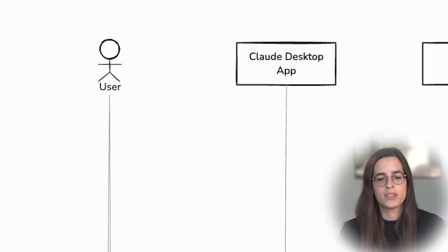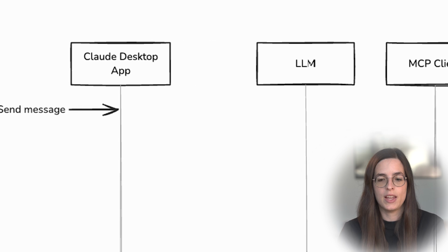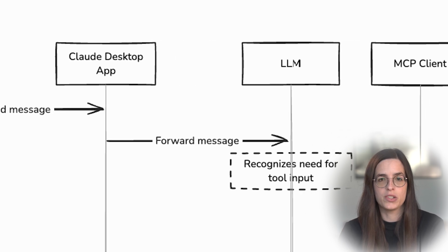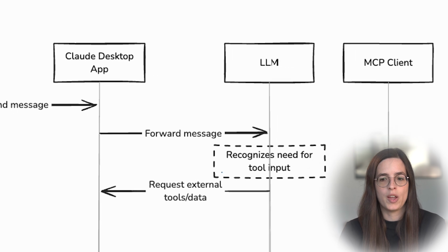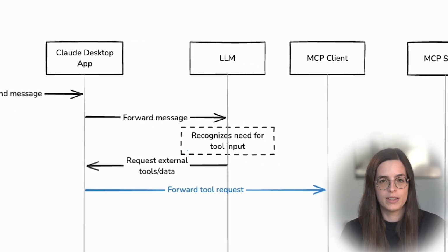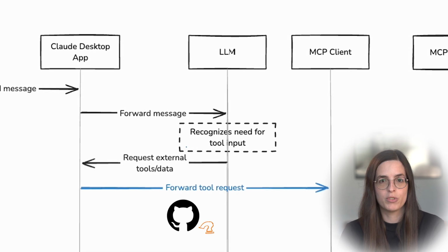Let's walk through it. It starts with the user sending a message to the desktop app. In our case, it was a message about how many pull requests are open in this repository. The LLM interprets that and realizes that it needs more information. It needs a tool to grab information about the pull requests. So then it sends back to the app this request for external tools and data. The app is then going to communicate to the MCP client and say, hey, the LLM is asking for this specific tool.